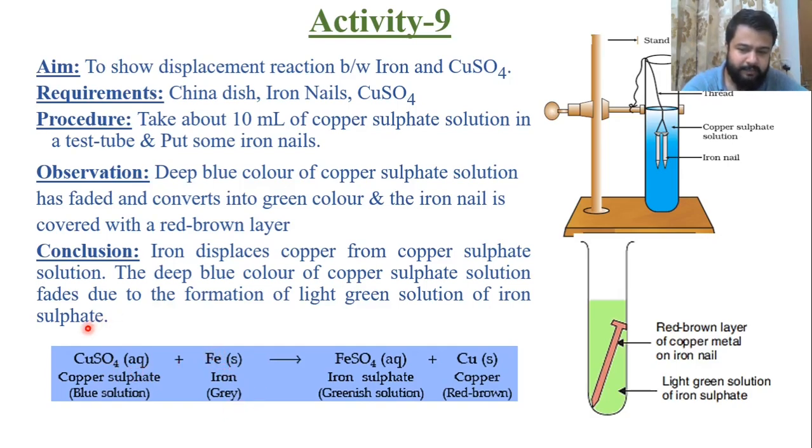This iron displaces copper from its sulfate solution and converts into FeSO4, which is a greenish solution, and the copper solid is red brown in color, which stays on the iron nail, turning it red brown in color.